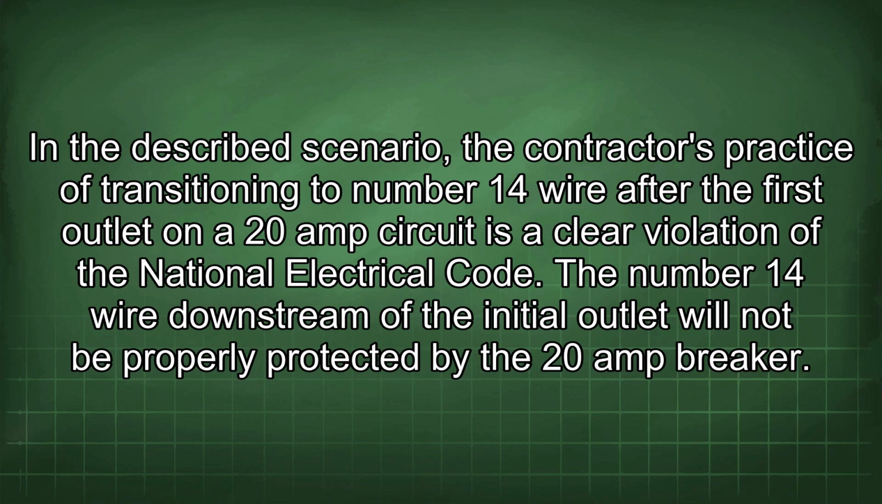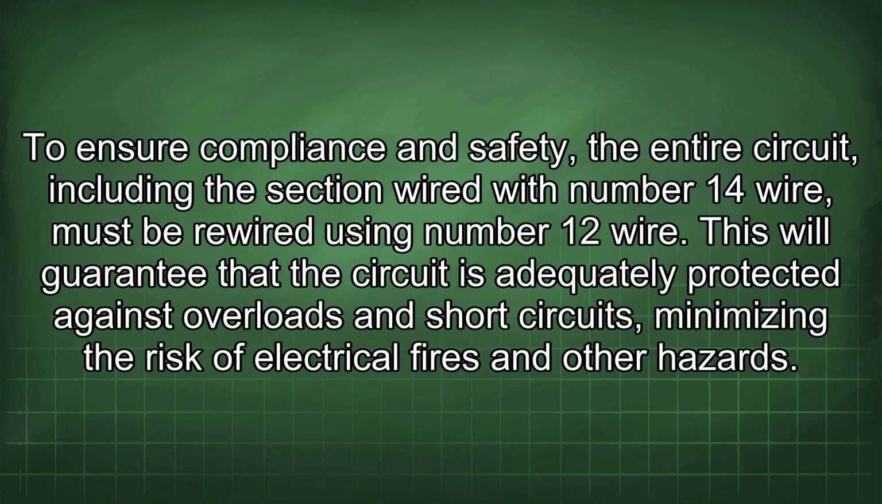In the described scenario, the contractor's practice of transitioning to number 14 wire after the first outlet on a 20 amp circuit is a clear violation of the National Electrical Code. The number 14 wire downstream of the initial outlet will not be properly protected by the 20 amp breaker. To ensure compliance and safety, the entire circuit, including the section wired with number 14 wire, must be rewired using number 12 wire. This will guarantee that the circuit is adequately protected against overloads and short circuits, minimizing the risk of electrical fires and other hazards.